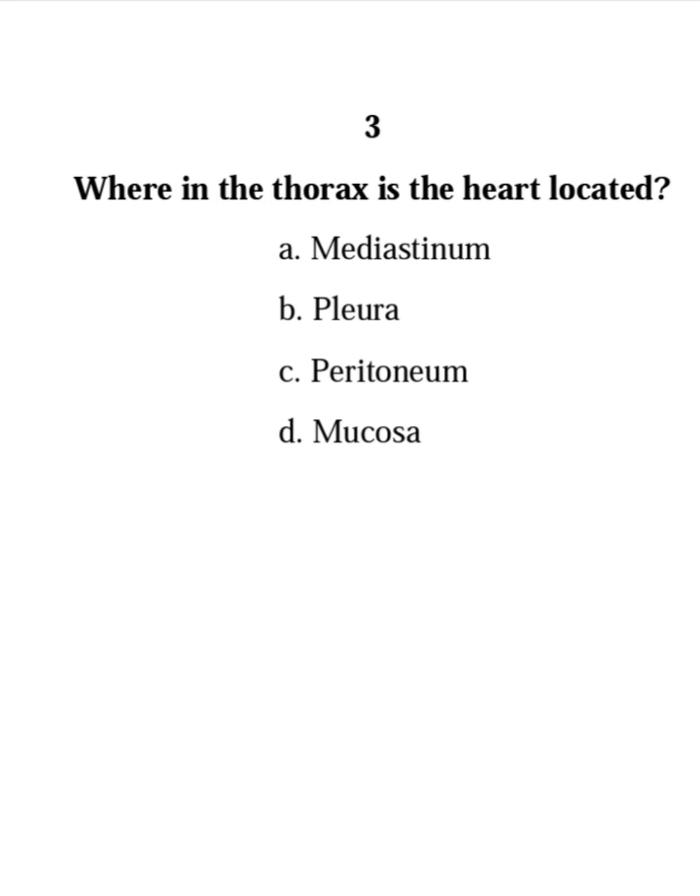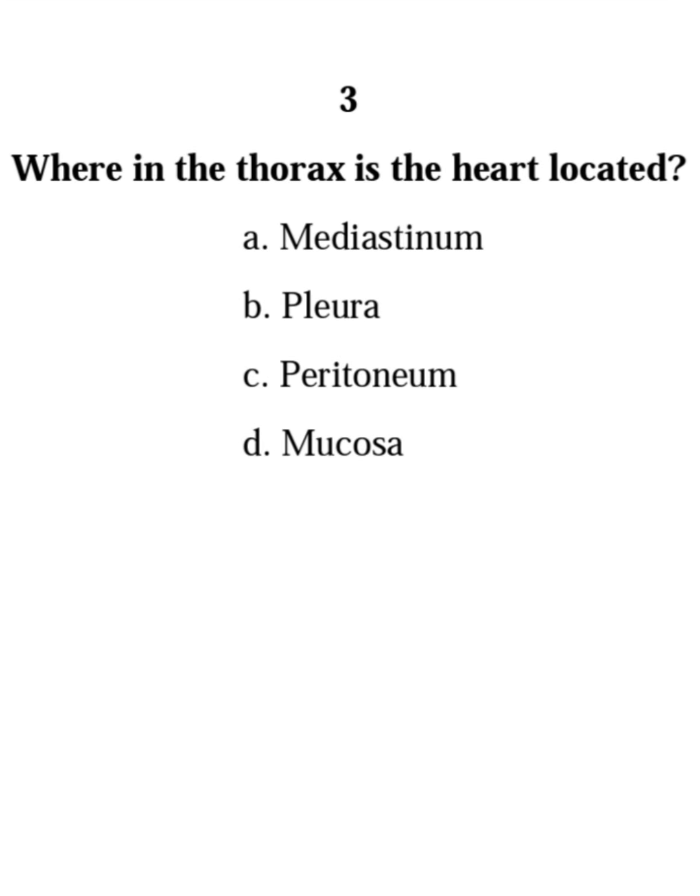Number 3. Where in the thorax is the heart located? Mediastinum, pleura, peritoneum, mucosa. The correct answer is A. Mediastinum. So the heart is found in the mediastinum of the thoracic cavity.